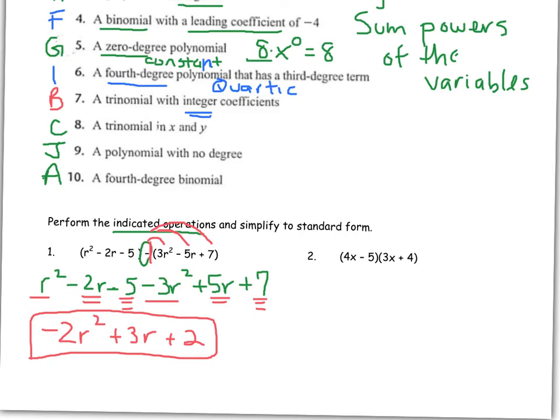In the second one, here's the common expression of doing a binomial times a binomial. There should be 4 multiplications here, and we've done this quite often already in some of the work we've done in chapter 2. We're multiplying the 4x times the 3x for 12x squared. And here we'll have 4x times a plus 4, a plus 16x. And then coming through with a negative 5, multiplying, we'll have a minus 15x. And then finally, last times last, there's a minus 20.